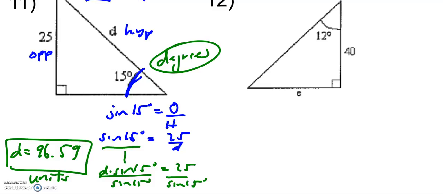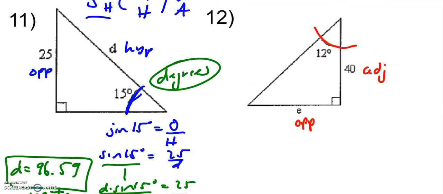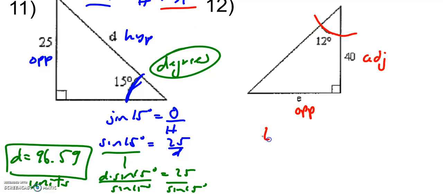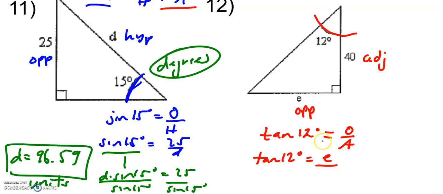The second triangle, I based everything off of this angle 12, and based on that, E looks like it's the opposite side, 40 looks like it is the adjacent, not the hypotenuse, which makes me think, if I'm thinking about my trig, I'm thinking TOA this time, or tangent. So my equation would be that the tangent of the angle, again, a trig function means nothing without the angle. Tangent is defined as opposite over adjacent. So tangent of 12 degrees equals opposite E over the adjacent 40.